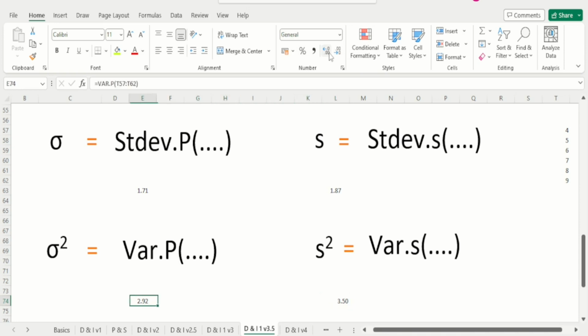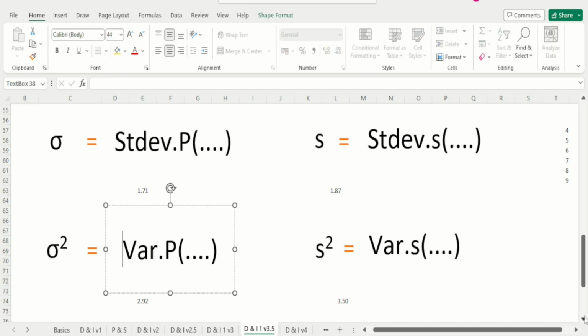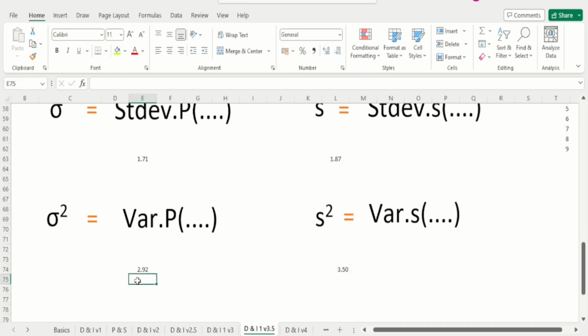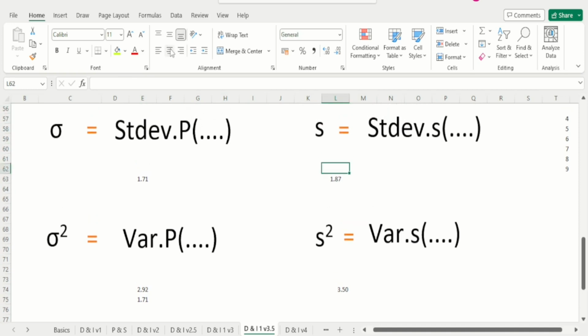Okay, and remember that these are squares of each other, so that 1.71, for instance, if you were to calculate the square root of this value, you will see that you're getting the same value as the value above, right? Why is that? Because remember that variance is the square of standard deviation. Again, if I was to take the square root of 3.50, which is the variance in this case of the sample, I should be able to get the standard deviation of the sample here. So if you just do the square root of this, there you are, you have the same value as you got for the standard deviation of the sample.